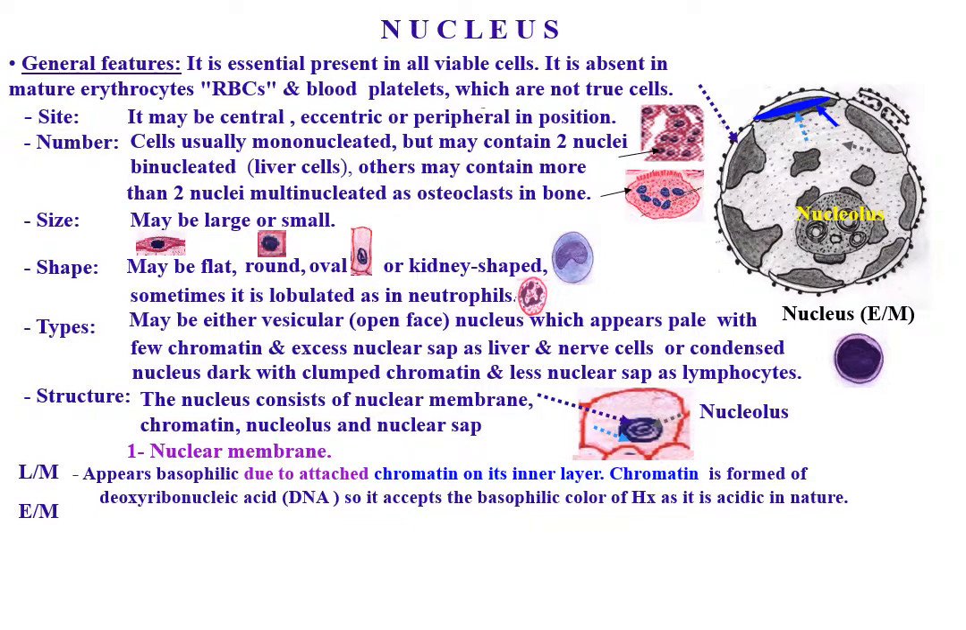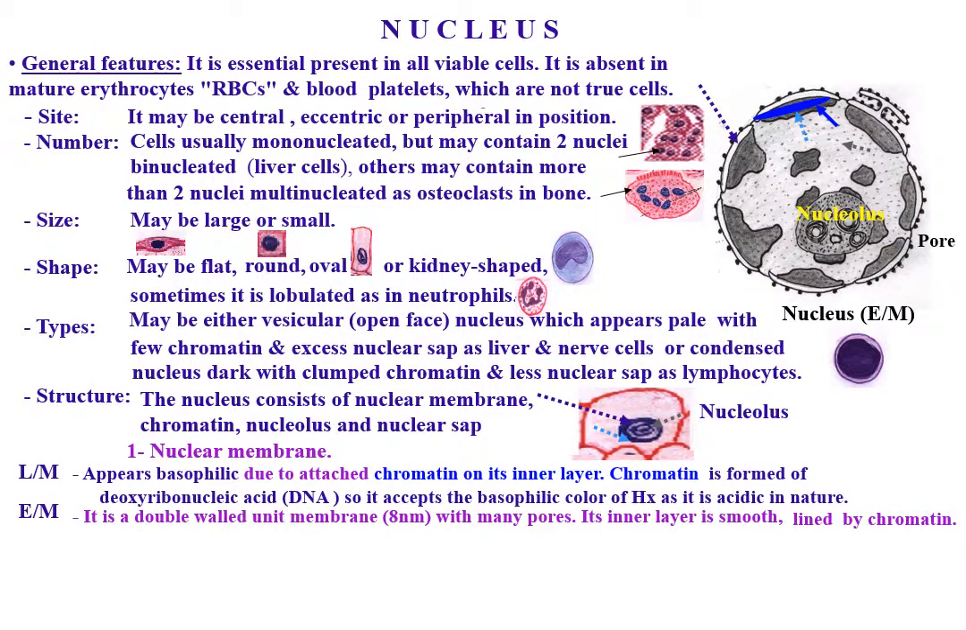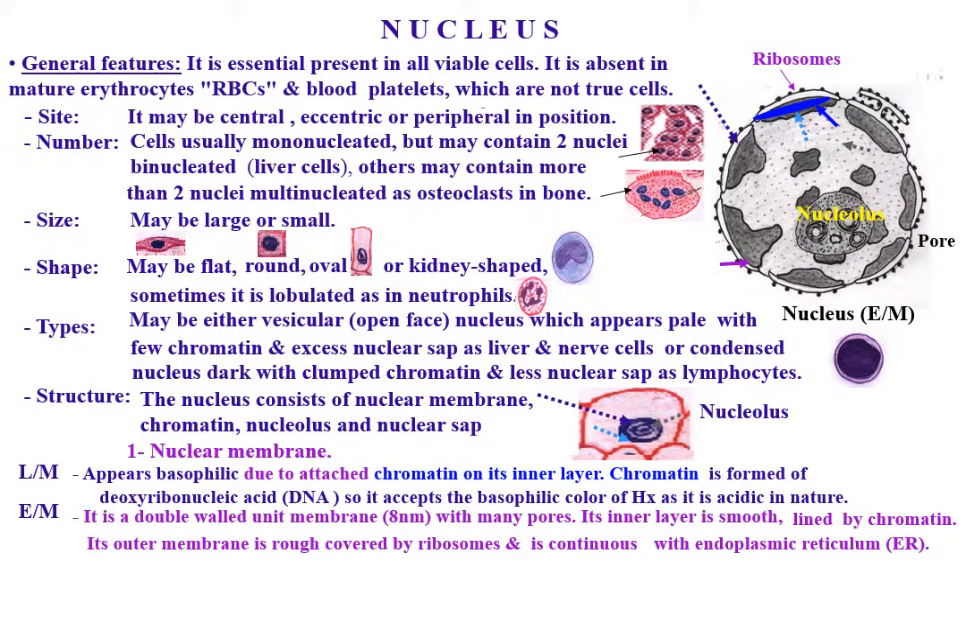By electron microscope, nuclear membrane is a double-walled unit membrane with many pores. Its inner layer is smooth, lined by chromatin, while its outer layer is rough, covered by ribosomes, and is continuous with the endoplasmic reticulum. Functions of the nuclear membrane. It maintains the shape of the nucleus.